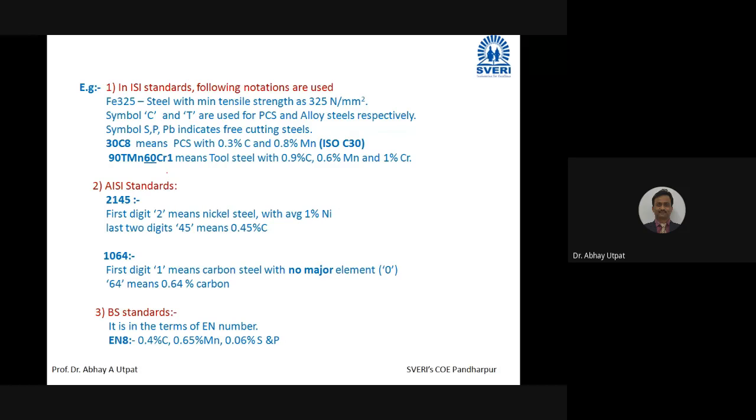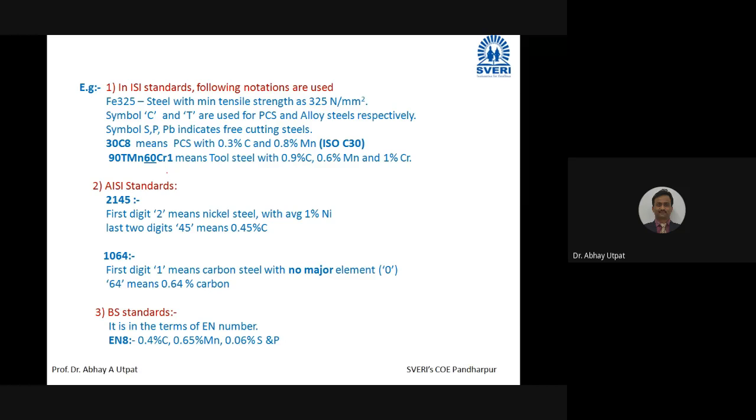But this does not tell what the contents are. For contents, different symbols are used. Usually C and T are the symbols used for plain carbon steel and tool steel respectively. So if any steel has a capital C, you have to understand that it is plain carbon steel. If any steel has a capital T, you have to identify it as a tool steel. Now, along with this C and T symbol, sometimes S, P, PB are also used. And if they are used, it will be free cutting steel.